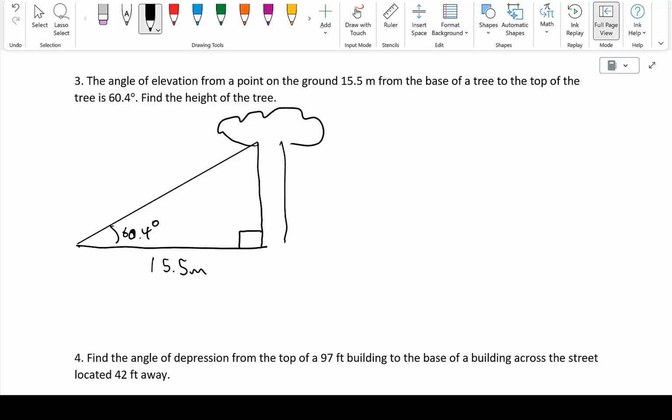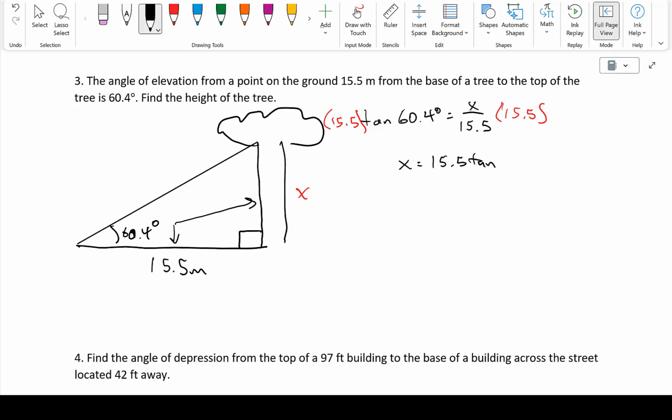60.4 degrees. So again, we just want to think of what trig function relates the height of the tree here, the side we want to know, and the information we're given. Again, that's going to be tangent. We can see the opposite and adjacent sides for 60.4. So all we need here is tangent of 60.4 degrees is equivalent to x over 15.5. And if we multiply by that 15.5 on both sides of this equation, we will solve for x. So x is going to be equal to 15.5 times tangent of 60.4 degrees.